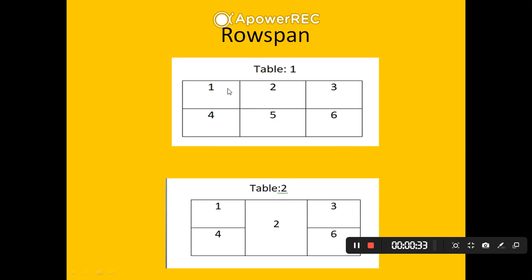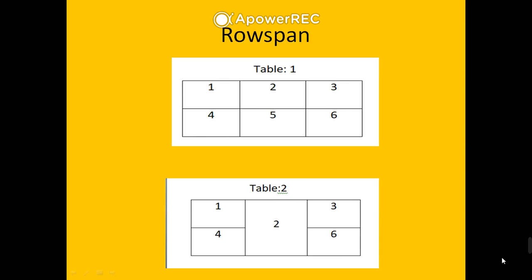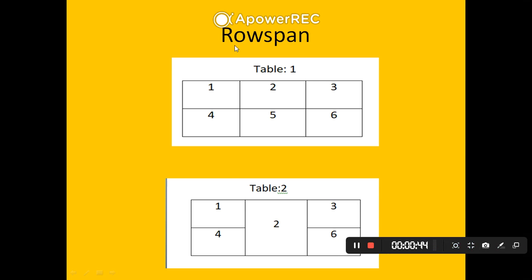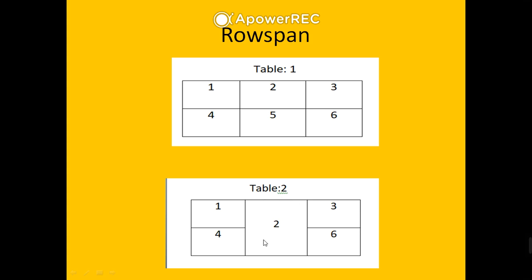How many rows are there? 2 rows are there and 1, 2, 3 columns. 3 columns and 2 rows. Fine. Now suppose this one is table 1. I want to change table 1 to look like table 2. In table 1, 3 columns are there and 2 rows are there. Here the second column will take the space of 2 rows.